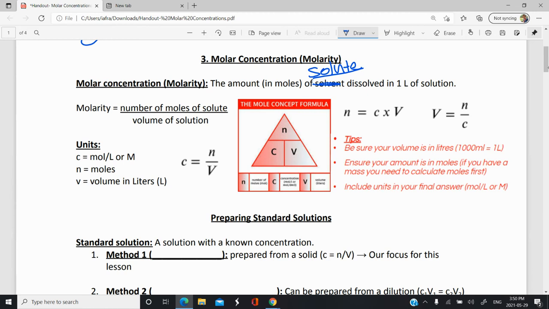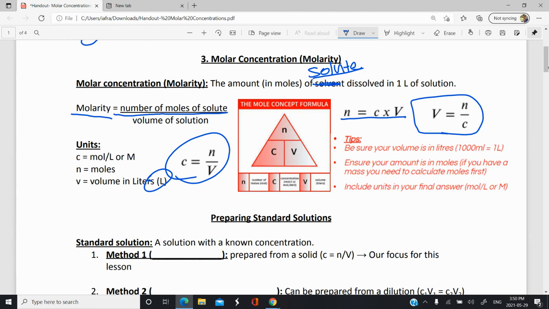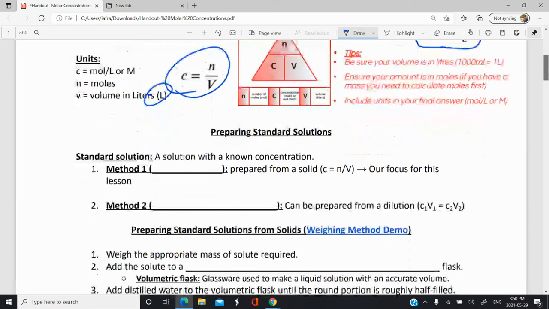So to calculate your molarity or molar concentration, do number of moles over volume of solution, but it has to be in liters. Our main equation is C = n/V, but you can rearrange this. For example, you can find the number of moles by doing n = C × V, or you could find the volume by doing V = n/C. Sometimes you do need to rearrange that equation.